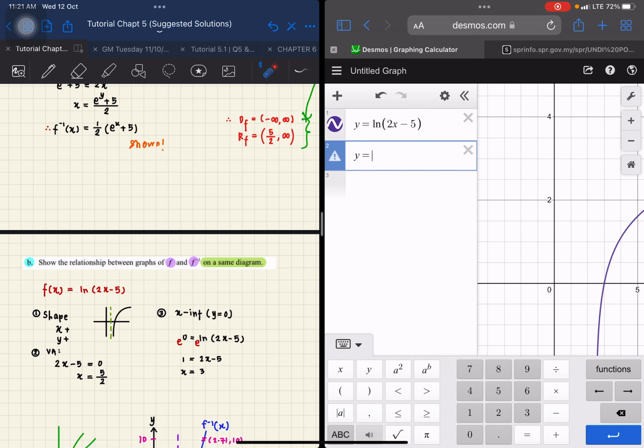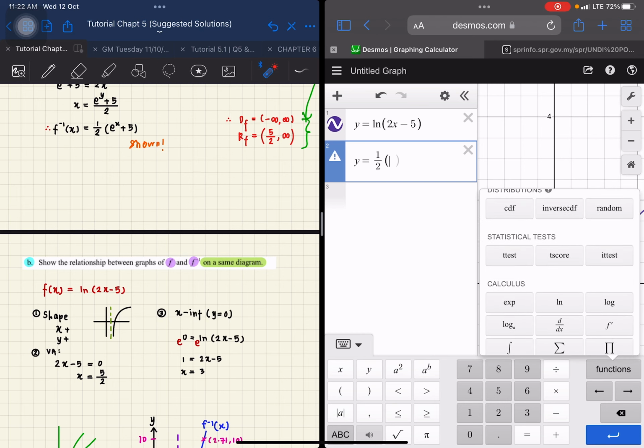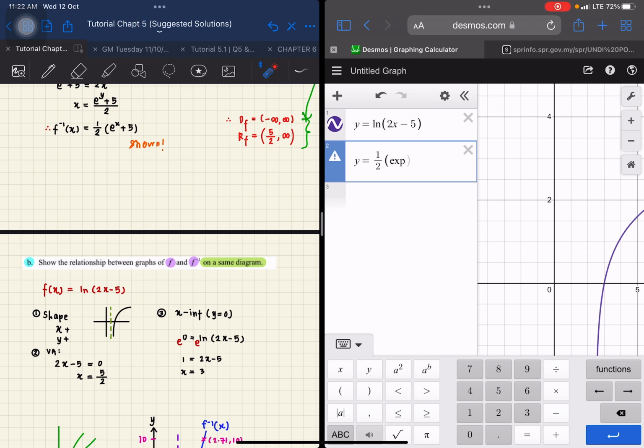Y equals to 1 over 2, okay, in bracket of exponent. Mana nak cari E? Base E. Exponent X. And then plus with 5. Okay, so ini saya punya graf.